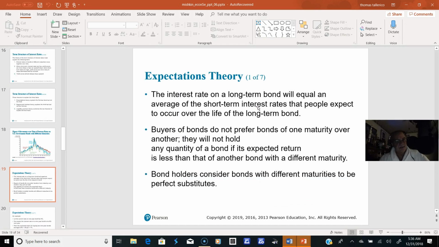All right, so the expectation theory basically says the interest rate on a long-term bond will equal an average of the short-term interest rates that people expect to occur over the life of the long-term bond. And that buyers of bonds do not prefer bonds of one maturity over another. They will not hold any quantity of a bond if its expected return is less than that of another bond with a different maturity. And bondholders consider bonds with different maturities to be perfect substitutes.